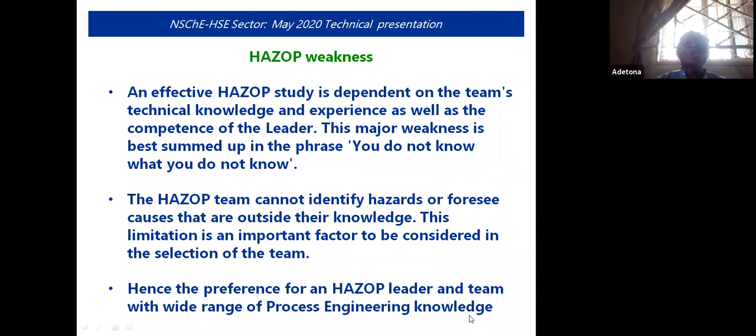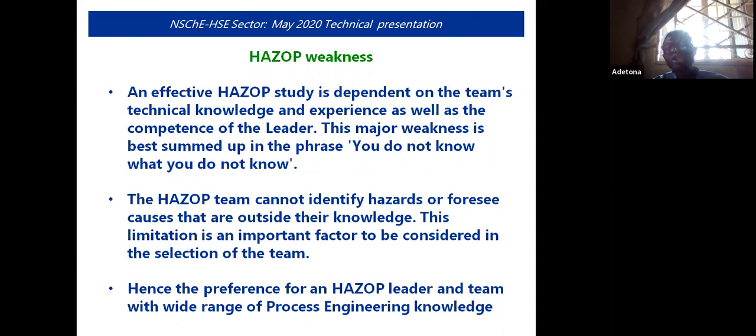Now, what are the HAZOP weaknesses? An effective HAZOP study is dependent on the team, the technical knowledge and experience, as well as the competence of the leader. It is garbage in, garbage out. The HAZOP report or study is as good as the experience and competence of not only the HAZOP leader, but the entire team. The HAZOP team cannot identify hazards or foresee causes that are outside their knowledge. What do we mean by that?